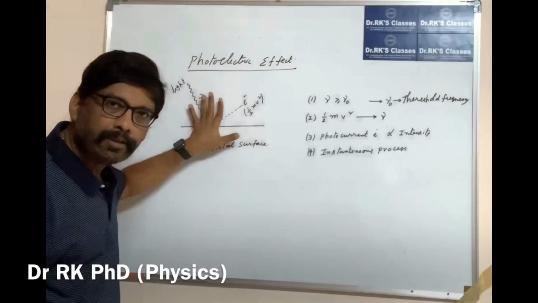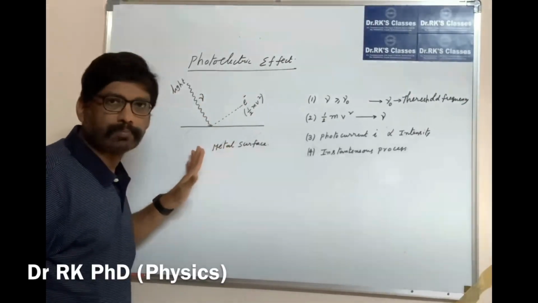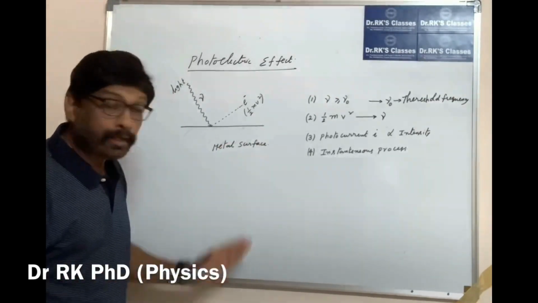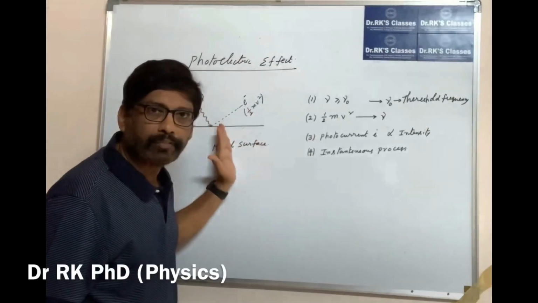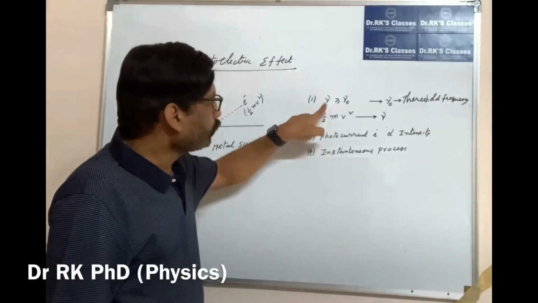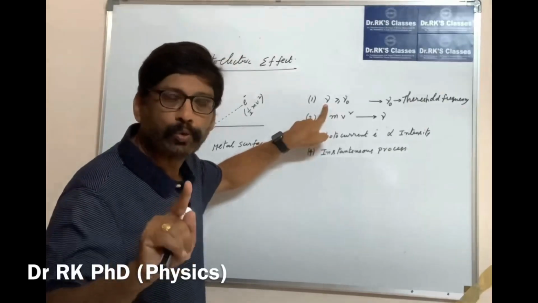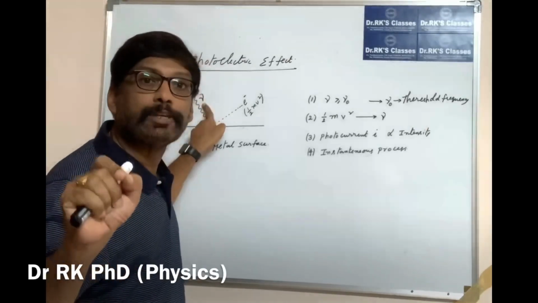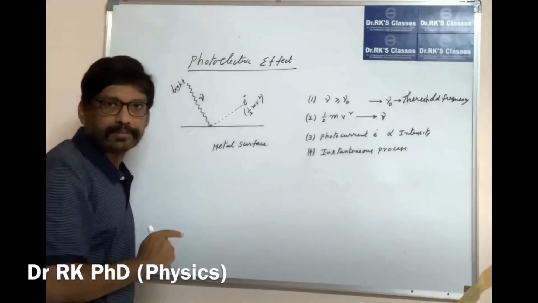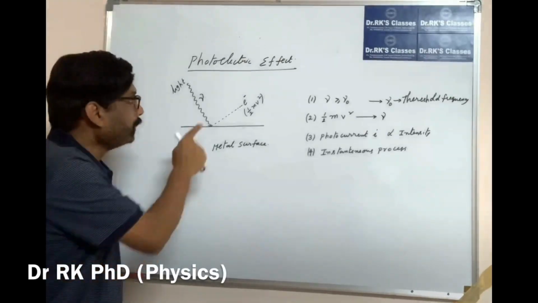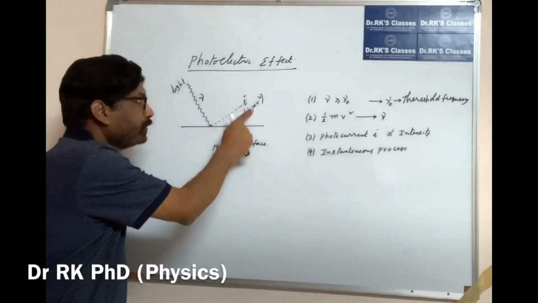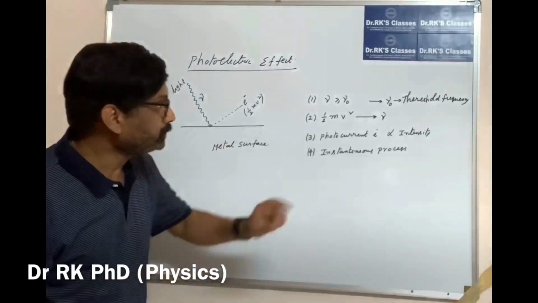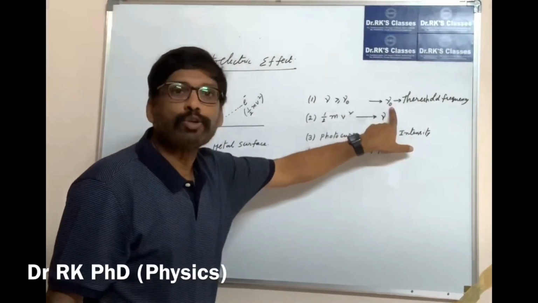This phenomenon is called the photoelectric effect. It was first observed by Hertz, Hallwachs and others. They also observed that photoelectric emission takes place only when the incident frequency is greater than a certain minimum value, which depends on the nature of the metal surface. Important point: the minimum frequency which emits photoelectrons depends on the nature of the metal surface. That minimum frequency is called the threshold frequency.